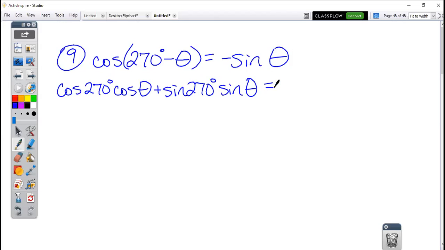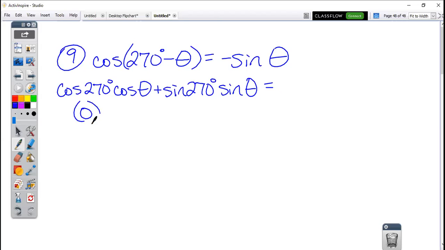Change the theta. Okay. It's just a variable. I don't care what variable you pick. Okay? You want to change them to x, just make sure you change all of them. Don't have x on one side and theta on the other. And then from here, it's just looking at our chart and plugging in. What's the cosine of 270?